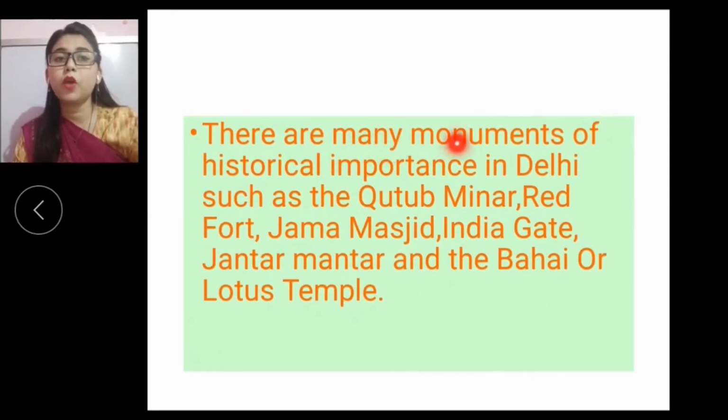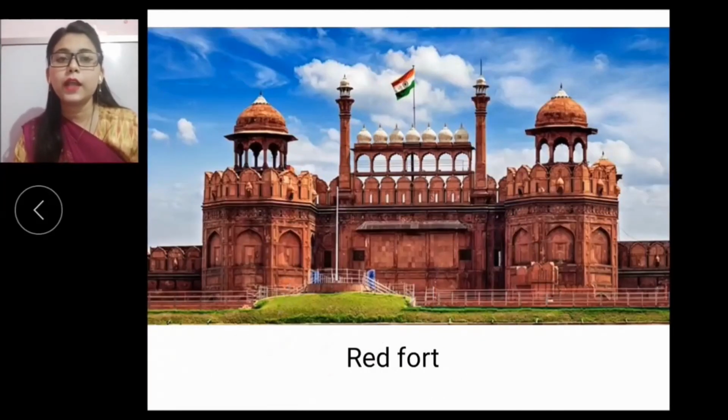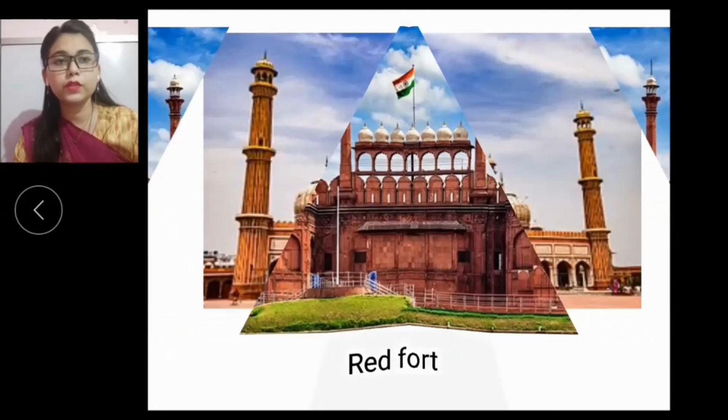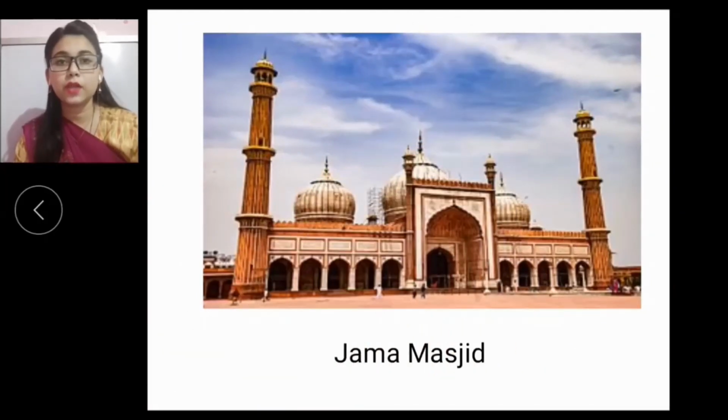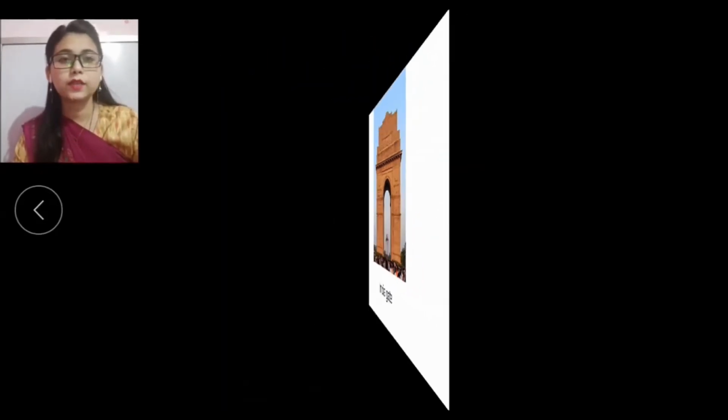There are many monuments of historical importance in Delhi, such as the Qutub Minar, Red Fort, Jama Masjid, India Gate, Jantar Mantar and the Bahai or Lotus Temple. Now we'll see these monuments one by one. Here you can see the Qutub Minar. In the next picture you can see the Red Fort. Here you can see the Jama Masjid. Here you can see India Gate.